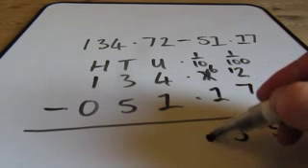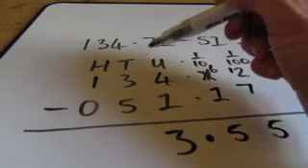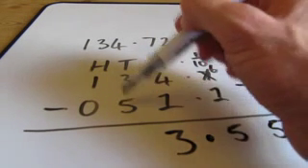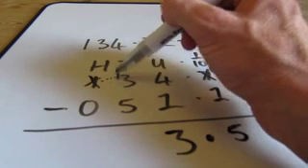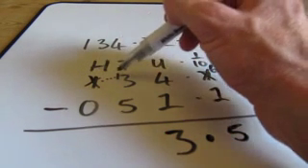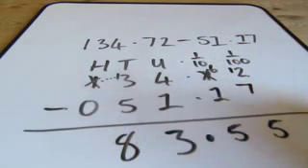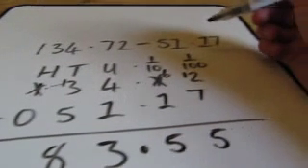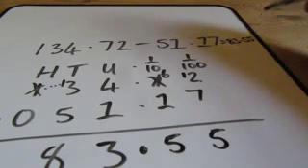I bring my decimal point back. 4 subtract 1. I have 3. 3 subtract 5. Again, my bottom number is bigger, so I will borrow my hundred, move it across. I've now got 13 tens. 100 is 10 tens. 13 subtract 5, giving me 8. An answer of 83.55, which you would then put all the way over at the top.